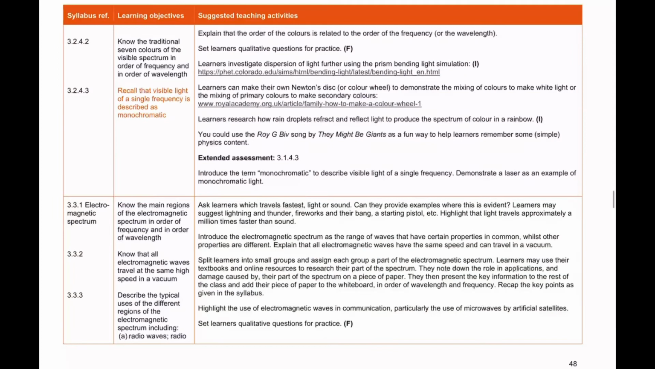Note the traditional colors of the visible spectrum in order of frequency and in order of wavelength. Recall that visible light of a single frequency is described as monochromatic.